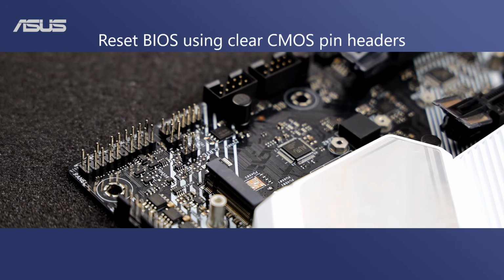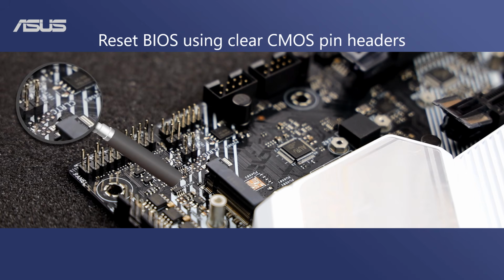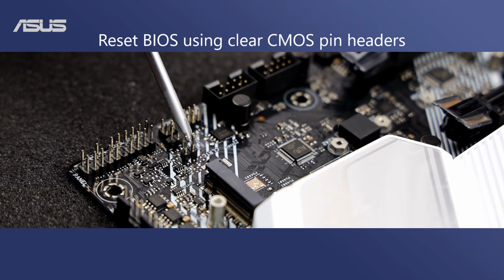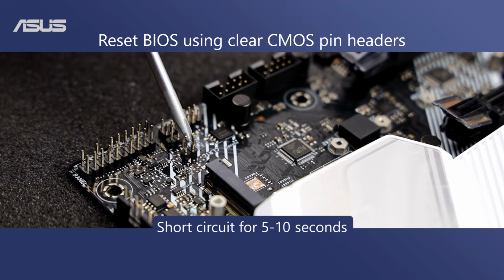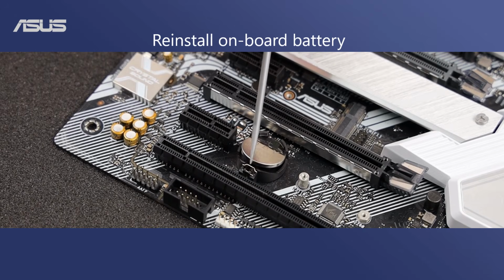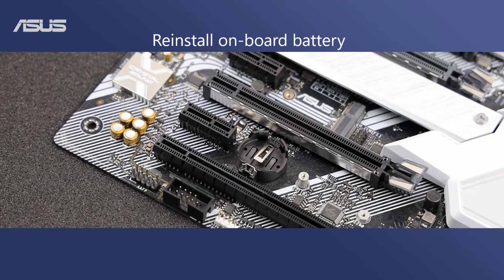If you try to use pin headers for clearing CMOS on the motherboard, please refer to the user manual to find the location of the headers. Use a metal object such as a screwdriver to short circuit these two pins for 5 to 10 seconds. You can also try to remove the battery for 1 minute and install it back to clear CMOS.